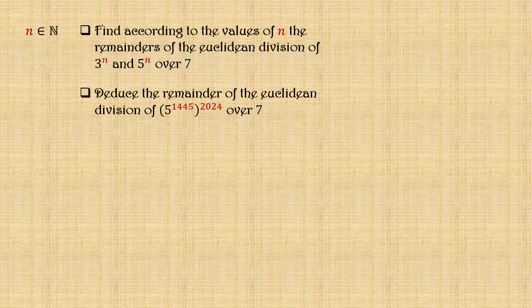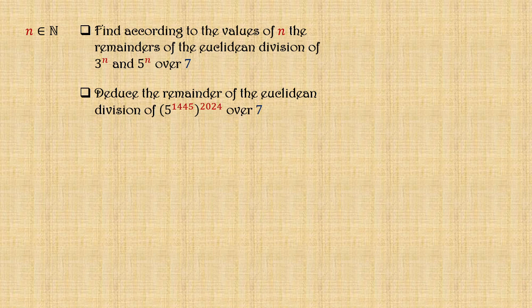Let's suppose that n is a natural number. We would like, at first, to find out the remainders of the Euclidean division of each of 3 to the power of n and 5 to the power of n, over 7, according to the values of n. Then, we want to deduce the remainder of the Euclidean division of 5 to the power of 1445, all to the power of 2024, over 7.